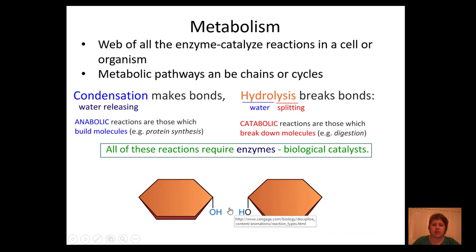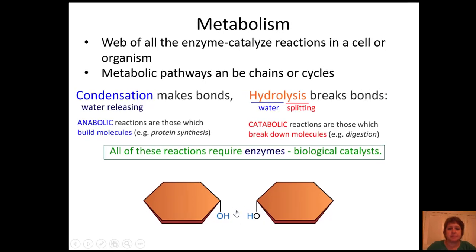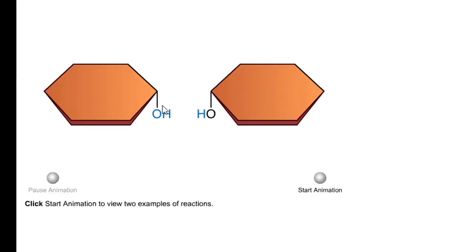All right, so I think these videos will show us some visuals of both the anabolic and catabolic relationship. All right, so here we have two different molecules. You can see an OH or hydroxyl group is highlighted on this first molecule, and just the hydrogen out of the hydroxyl group is highlighted on the others. I'm going to start the animation.